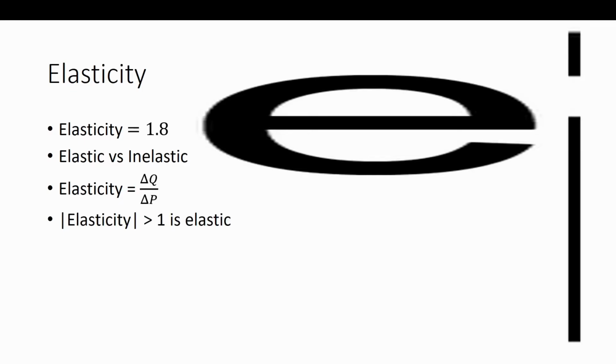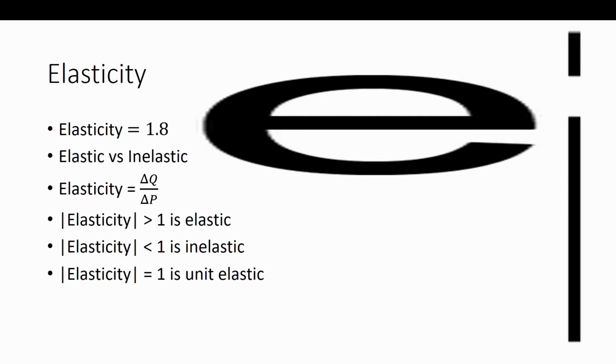Right? So an elasticity greater than 1 implies that it's elastic. Elasticity less than 1 implies that demand, or supply in this case, is inelastic. And elasticity equal to 1 means that we're unit elastic. So it's the exact same rules as we just had for the elasticity of demand. We're applying them to the elasticity of supply. It's exactly the same.